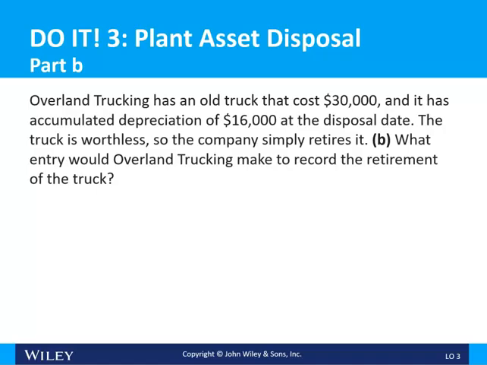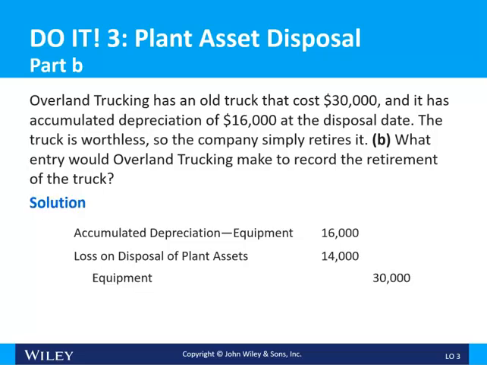The truck is worthless in this example, so the same truck. What entry would Overland Trucking make to record the retirement? We're going to debit accumulated depreciation for $16,000 like we did in the other example. Credit equipment $30,000. Now we have a loss of $14,000, which is the book value.